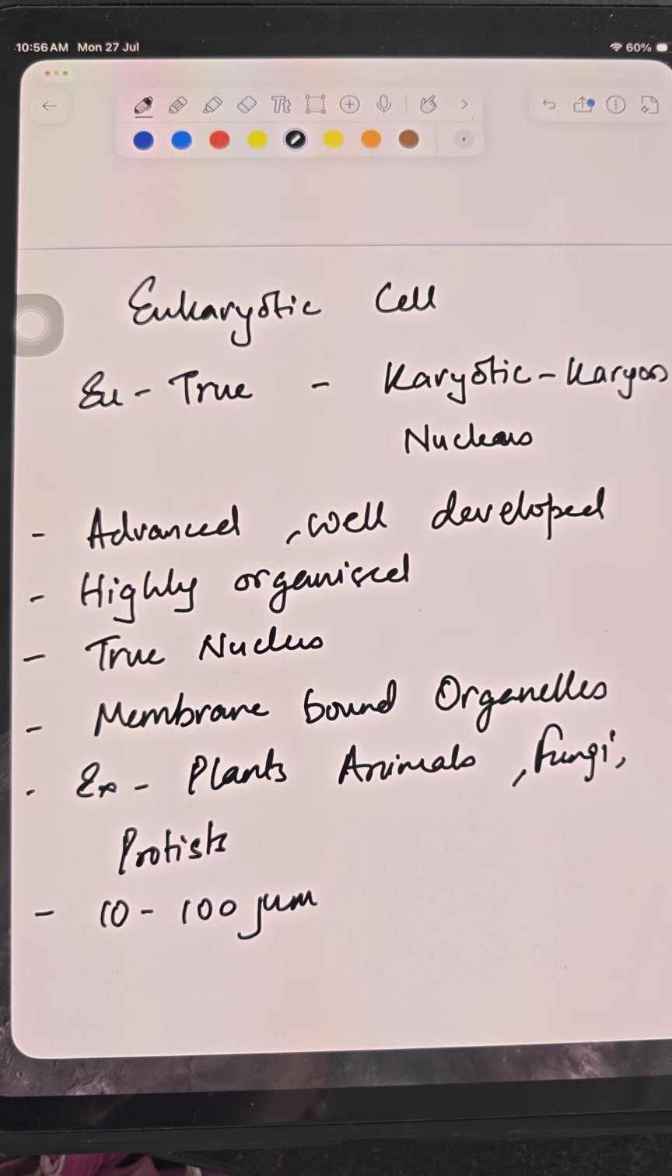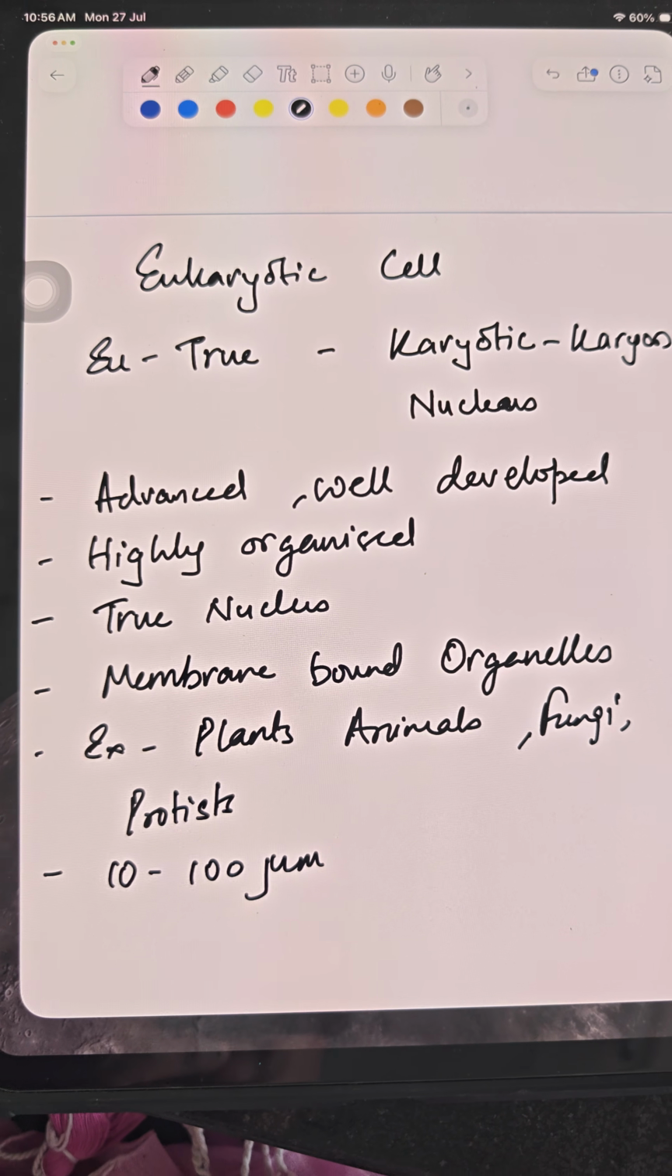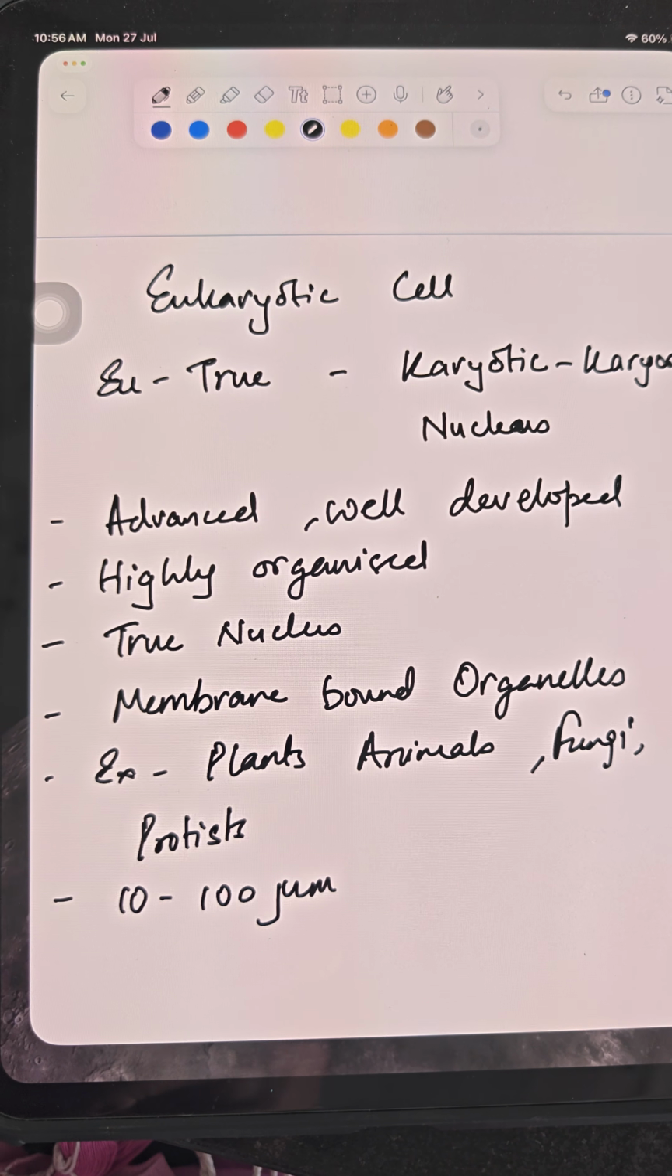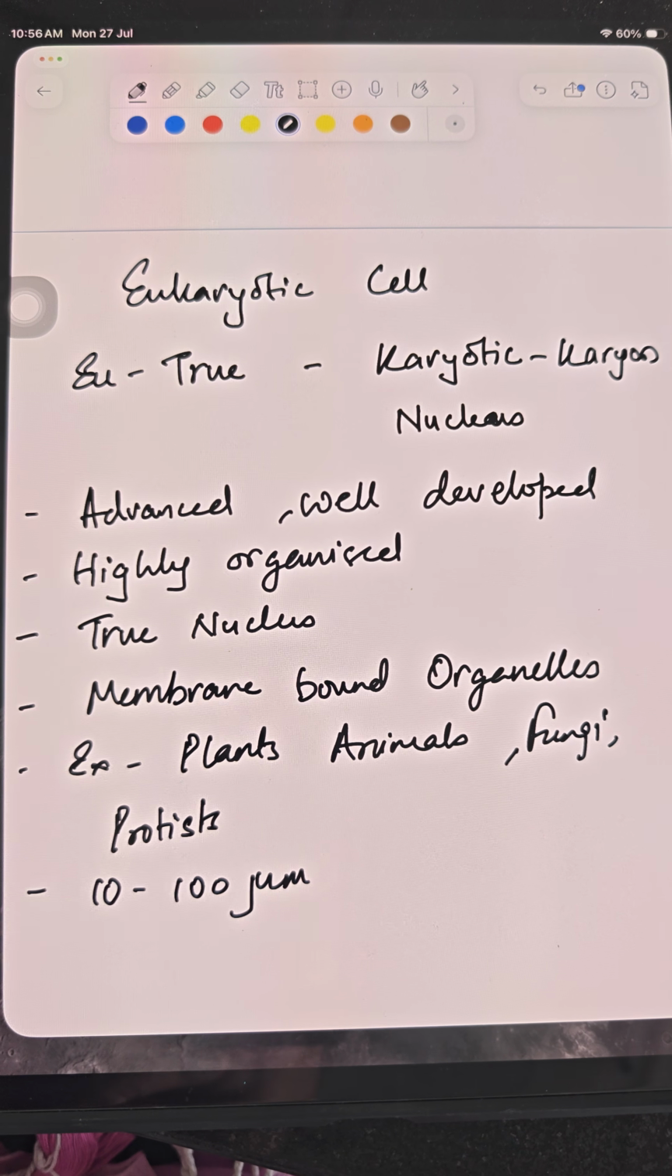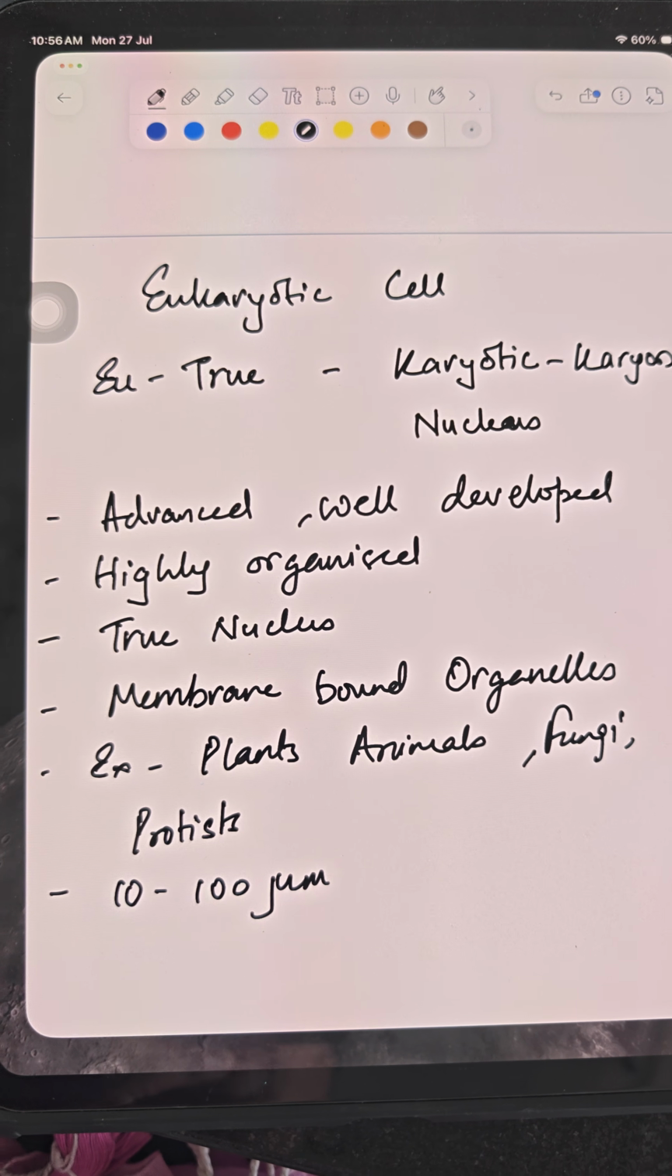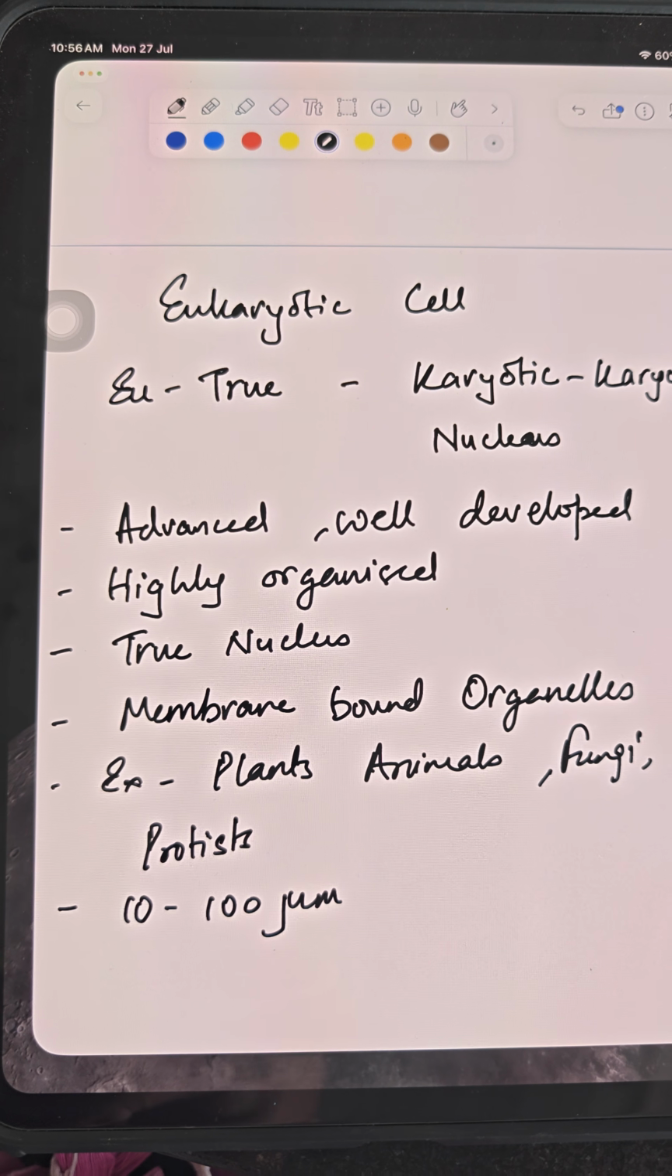So today we are going to discuss the eukaryotic cell. As you all know, in the last lecture we discussed the prokaryotic cell. So there are two types of cell, prokaryotic and eukaryotic.